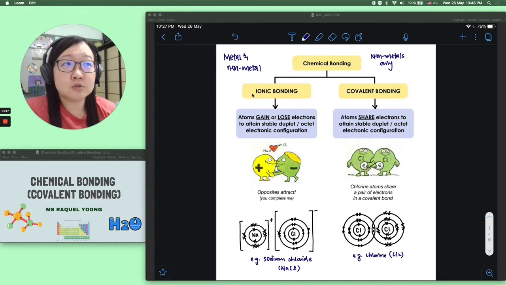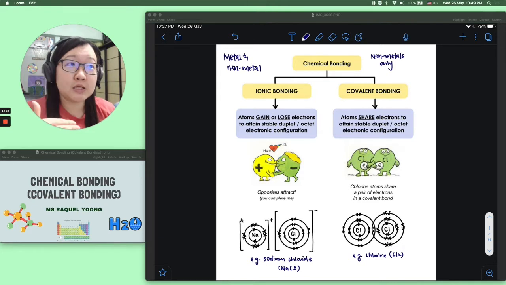So in ionic bonding, essentially the atoms will gain or lose electrons in order to attain the stable duplet or octet electronic configuration. So it is about the oppositely charged ions, the cations as well as the anions, attracting together with strong electrostatic forces of attraction, thereby forming our ionic compounds. And in terms of our dot and cross diagrams, this is how it looks.